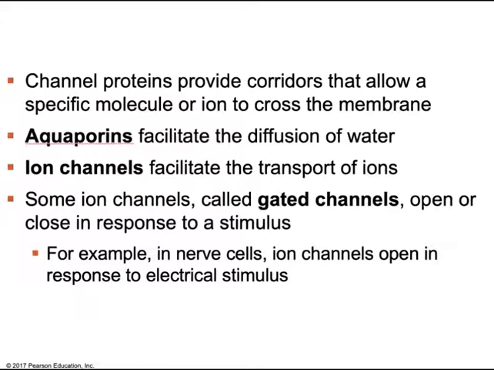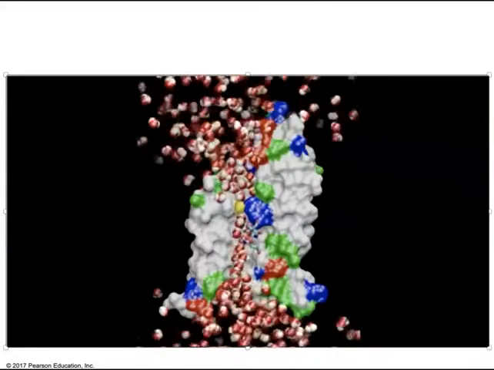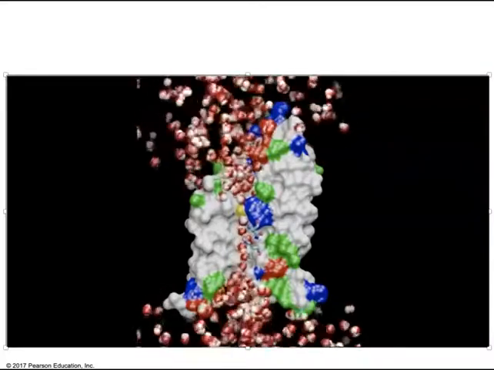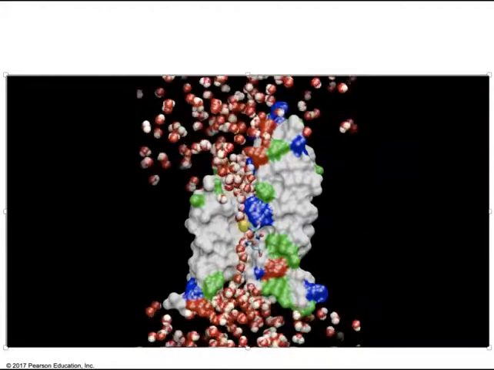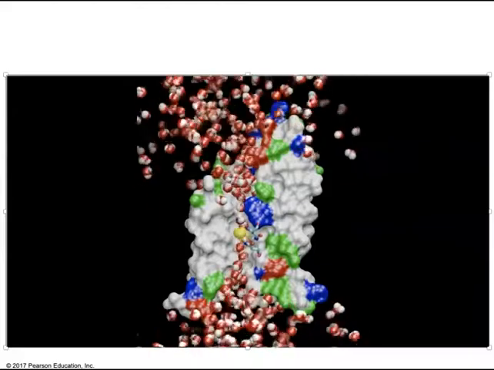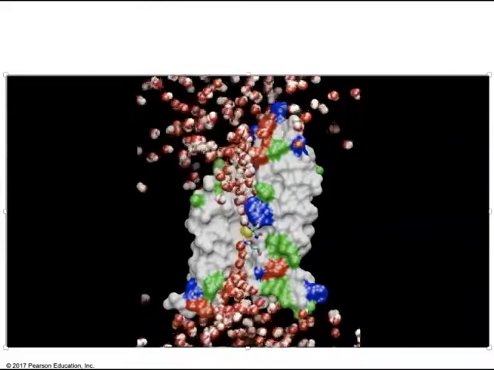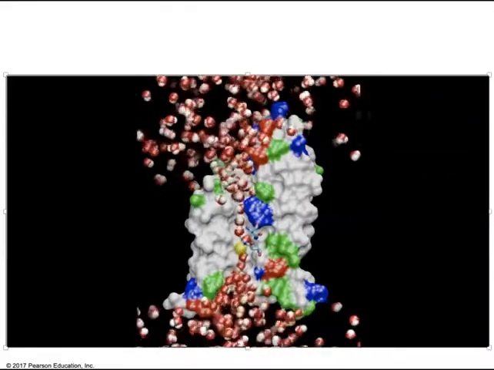Remember, channel proteins provide corridors that allow a specific molecule or ion to cross the membrane. One special type of channel protein is an aquaporin, which facilitates diffusion of water and helps to maintain fluid homeostasis in several tissues, including kidney, lung, GI tract, and the neurons in your brain. Here is a model of an aquaporin transporting water molecules across a membrane. The yellow molecule is a water molecule highlighted to help you follow the flow of the molecules.